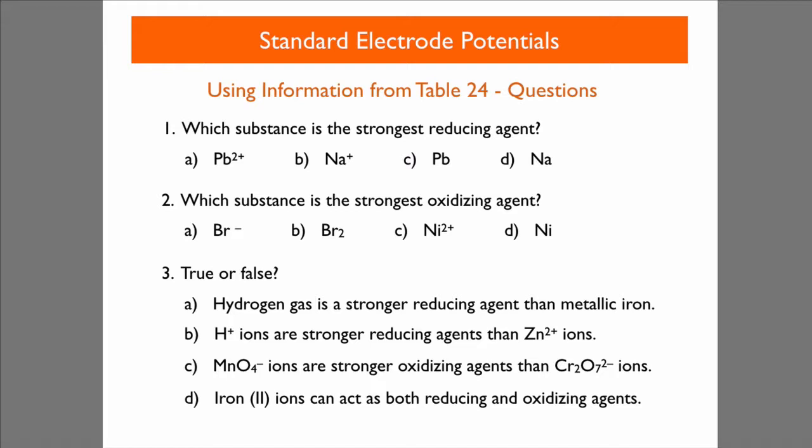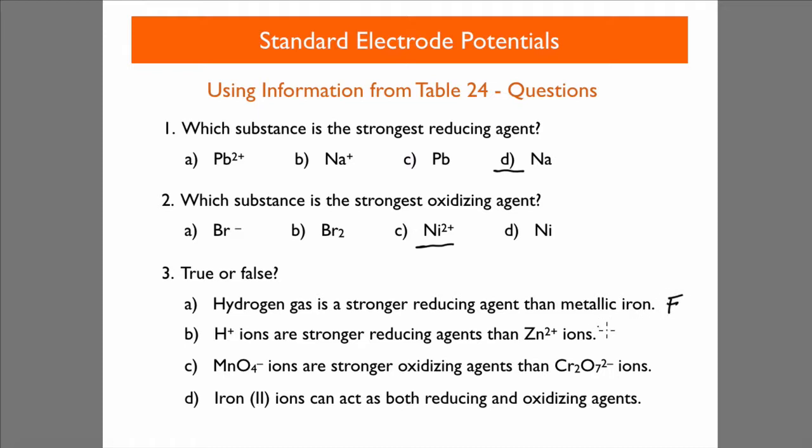Okay, which substance is the strongest reducing agent? It is, of course, D. I'll put a line underneath. Which substance is the strongest oxidizing agent? If you got C, you'd be correct. And then, true or false, hydrogen gas is a stronger reducing agent than metallic ion. You should have got false.